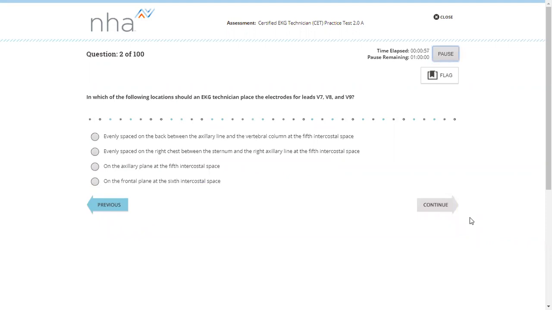In which of the following locations should the EKG technician place the electrode for lead V7, V8, and V9? Even in spades on the back. I already took photos. On the back axillary line, and the vertebral column, the upper space.